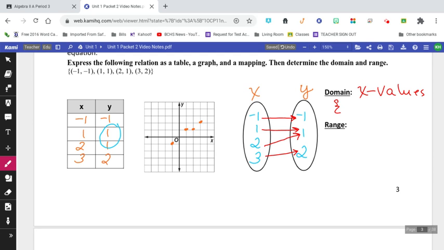So our x values, again, -1, 1, 2, 3. And I should mention, technically the order doesn't matter. I like just putting them in order from least to greatest. And our range are our y values. So we would have the set -1, 1, 2. Again, we're not repeating the 1, even though it happens twice.